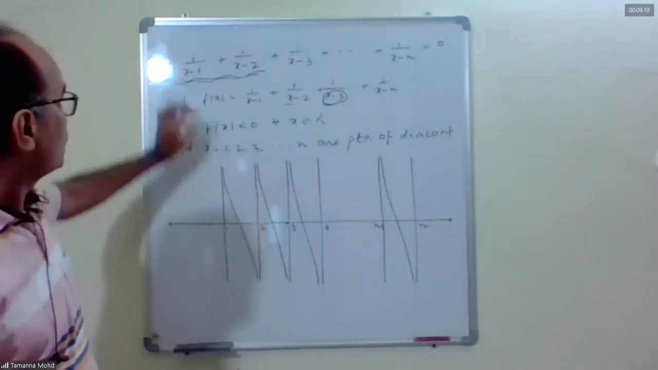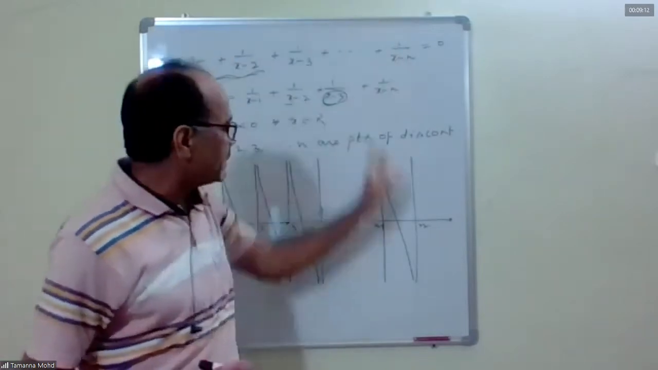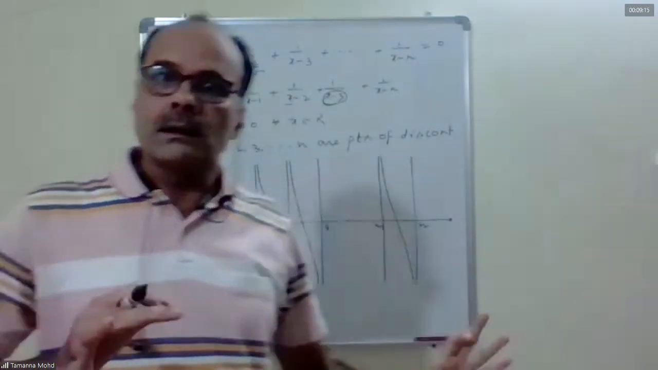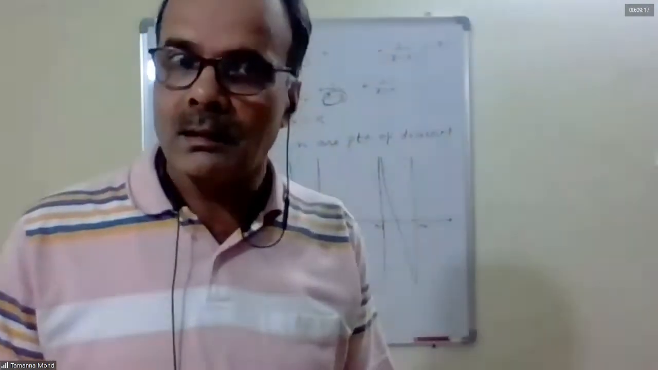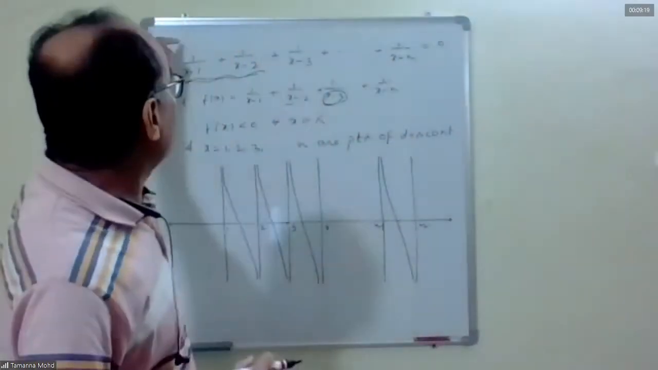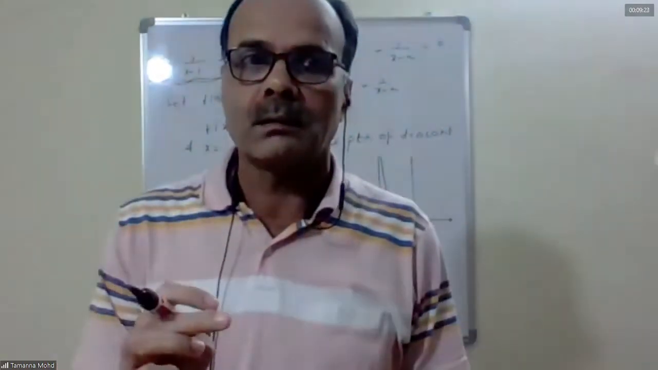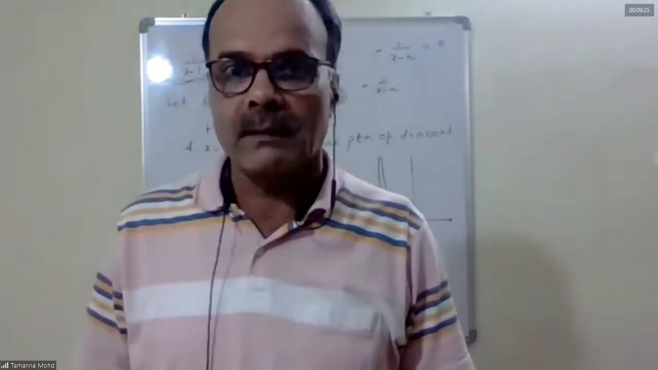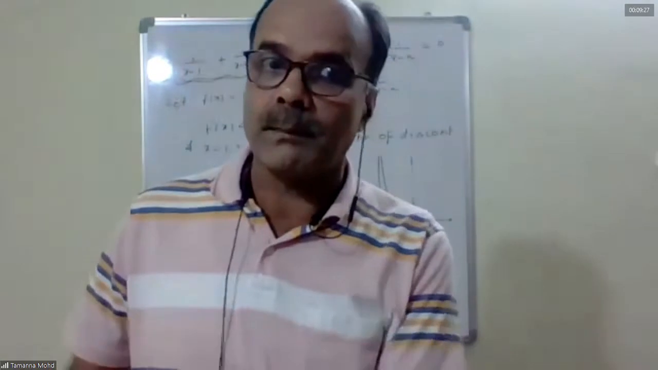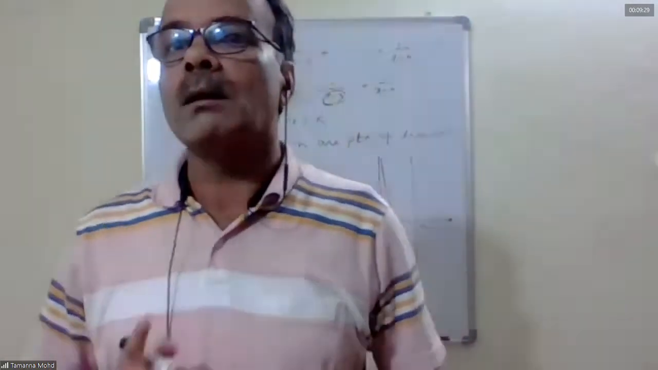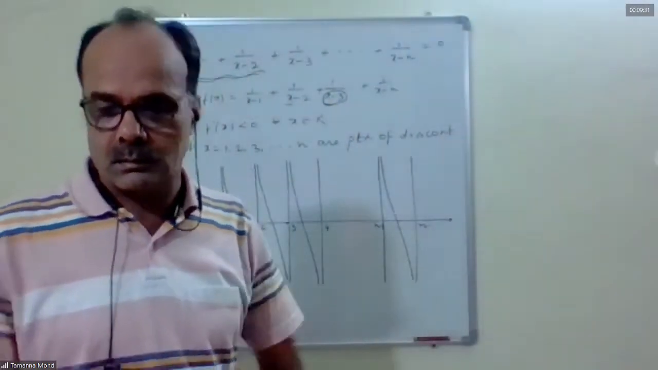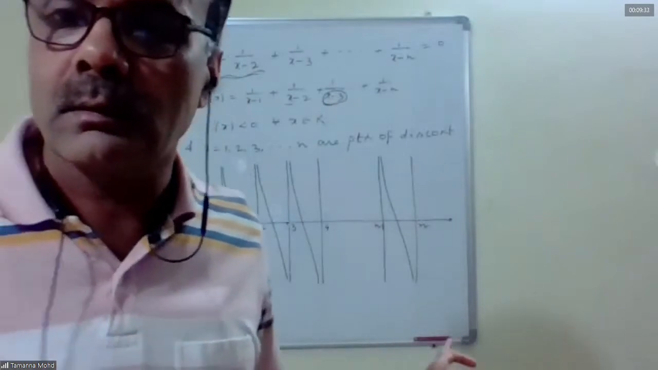Okay. So how many roots will be there of this equation? n-1. In general, if we take LCM, the numerator part will be a polynomial of n-1 degree. The number of roots will be n-1, but the number of real roots may not be n-1. Any doubt?